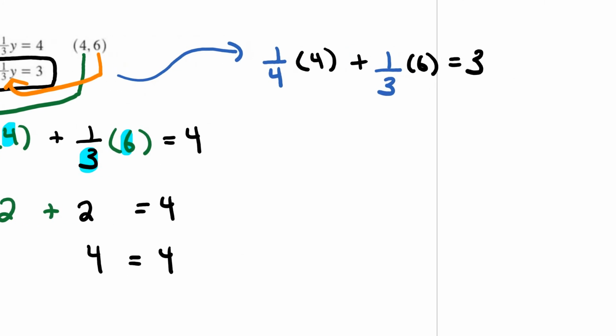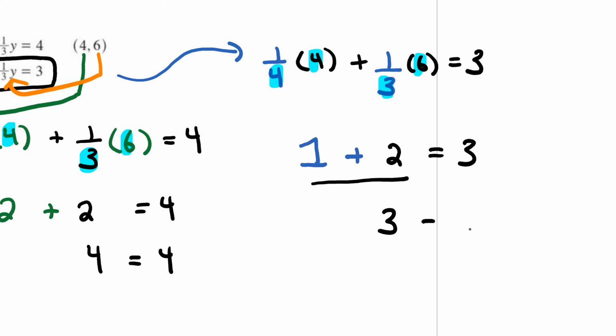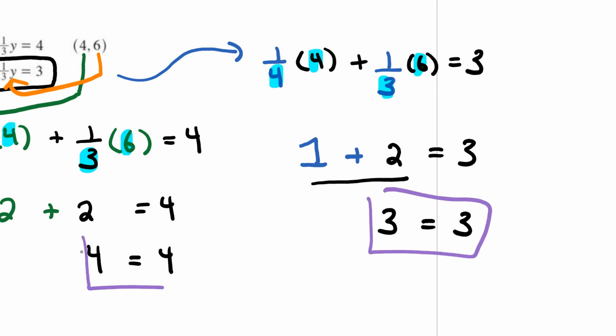Okay, so let's go ahead and do this now. 4 divided by 4 is just 1, right? Plus, and what is 6 divided by 3? 6 divided by 3 is 2. And 1 plus 2 is 3. So 3 equals 3, so it definitely works over here and definitely works over there. The left-hand side equals the right-hand side, so I can say a yes over there.